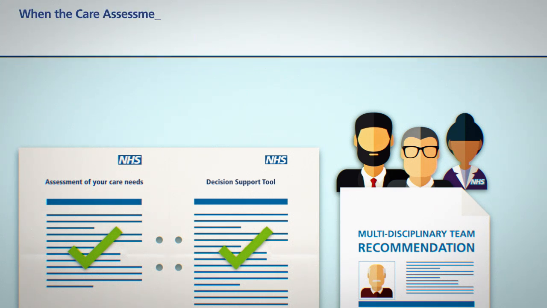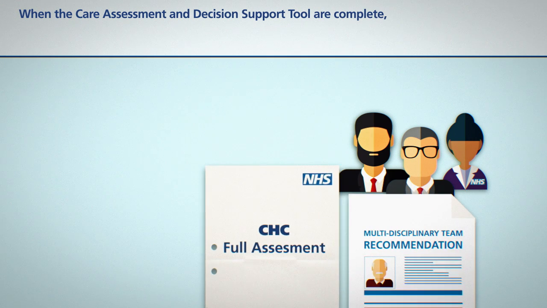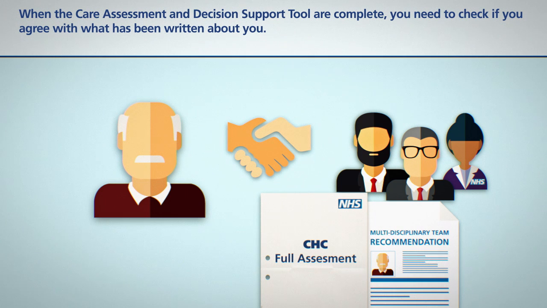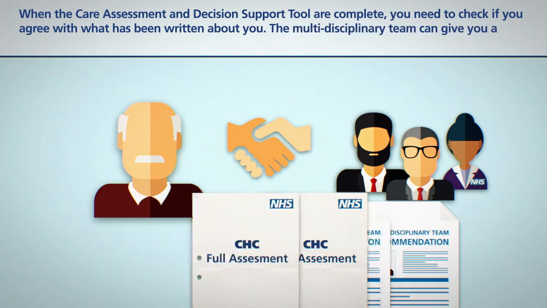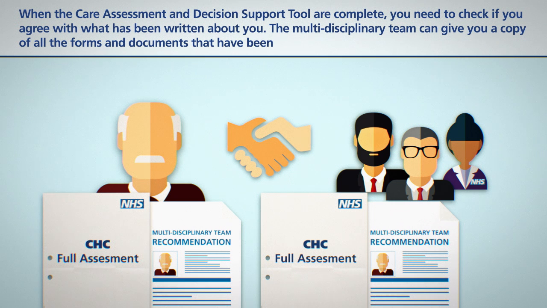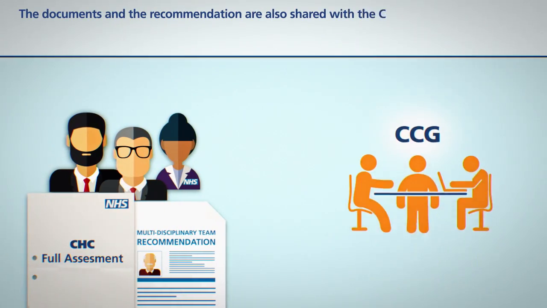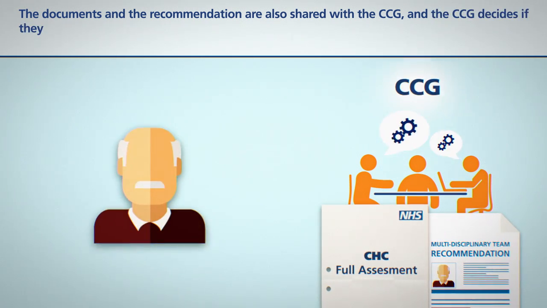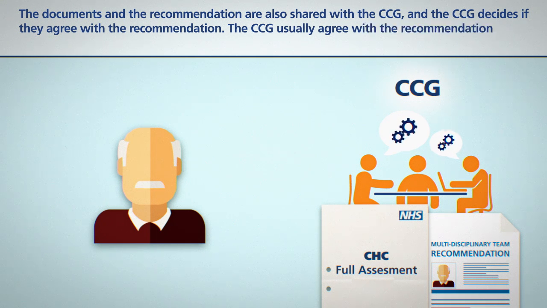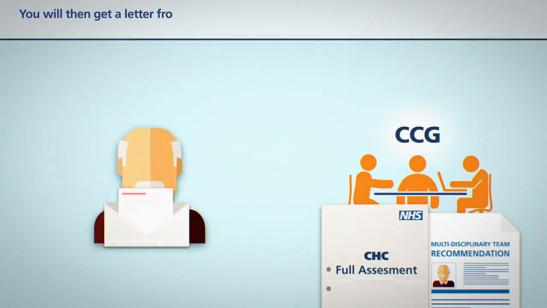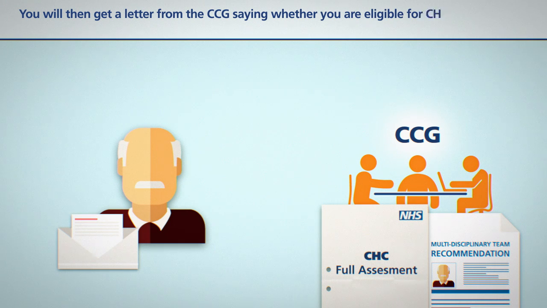When the Care Needs Assessment and Decision Support Tool are complete, you need to check if you agree with what has been written about you. The multidisciplinary team can give you a copy of all the forms and documents that have been written. The documents and the recommendation are also shared with the CCG, and the CCG decides if they agree with the recommendation. The CCG usually agree with the recommendation from the multidisciplinary team, unless there are very strong reasons why they can't. You will then get a letter from the CCG saying whether you are eligible for CHC.